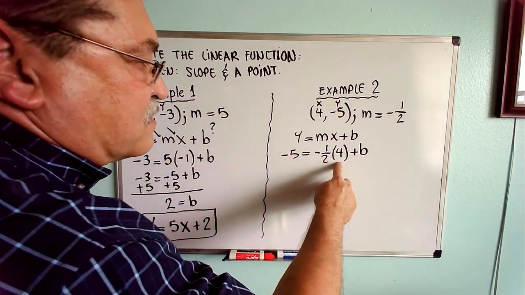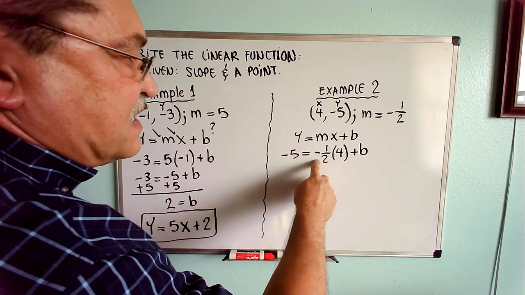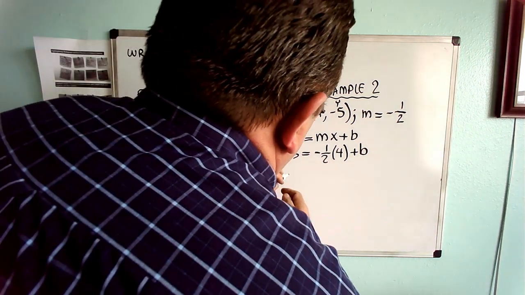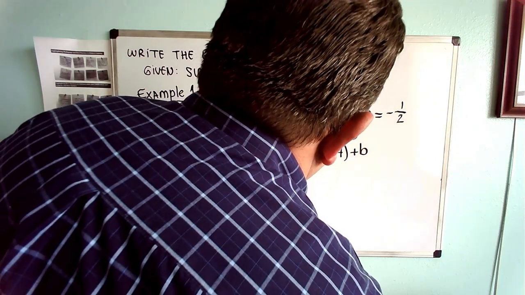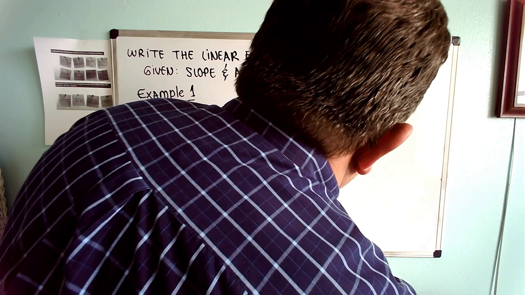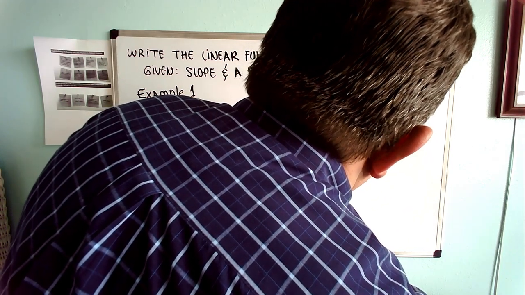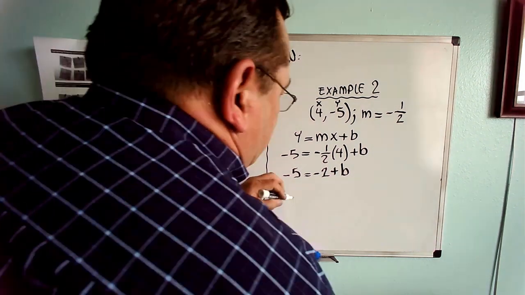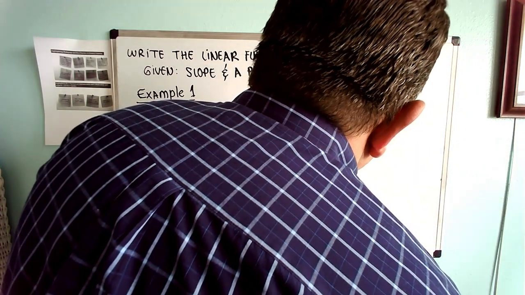Negative 1/2 of 4. Half of 4 is 2, but negative 1/2 of 4 is going to be negative 2. So negative 5 equals negative 2 plus b. The opposite of negative 2 is positive 2. Remember that opposites cancel each other.